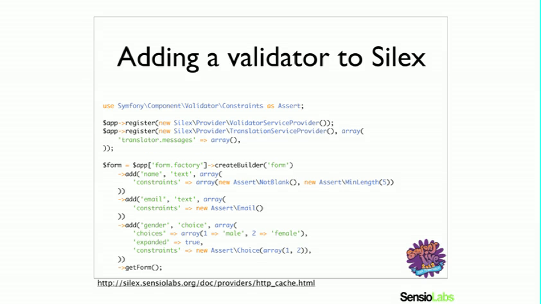So the same as in Symfony 2, we have assert not blank and assert min length of 5. For email, we're just going to assert that it's a valid email address. And for gender, we just want to assert that the choice was within our set. So we have 1 for male, 2 for female. And we just define the constraint. It's a choice constraint with this array of 1 or 2. And now we can validate our form just like you would in Symfony 2. It should be pretty straightforward.